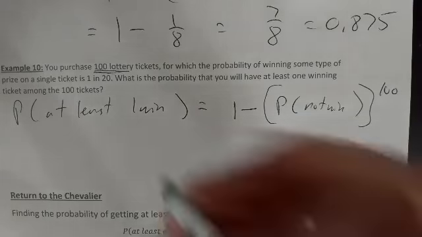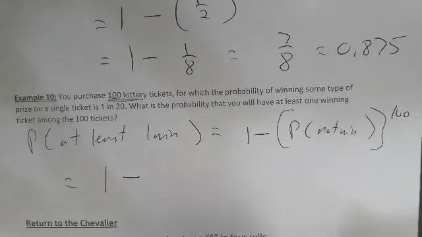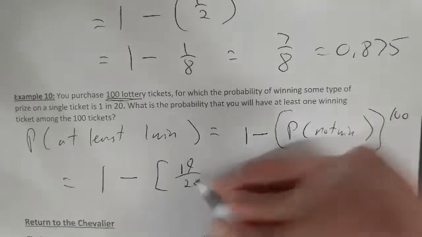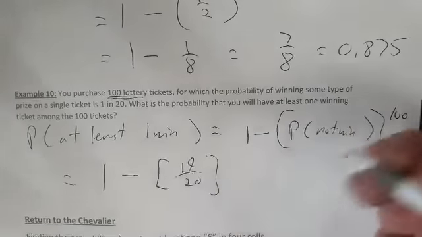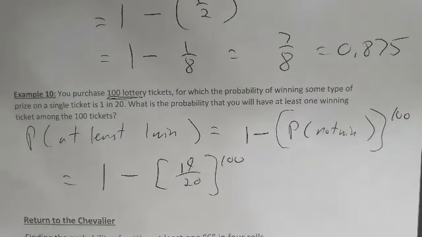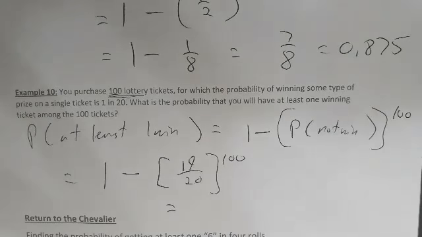So the probability of not winning here. The probability of winning is 1 in 20. So if you're going to win 1 in 20, guess how many times you're going to lose? 19 out of 20 times. So I'm doing 19 divided by 20. I'm raising that to the 100 power. Gives me something like 0.005. And I'm doing 1 minus that solution, which gives me something like 0.994.